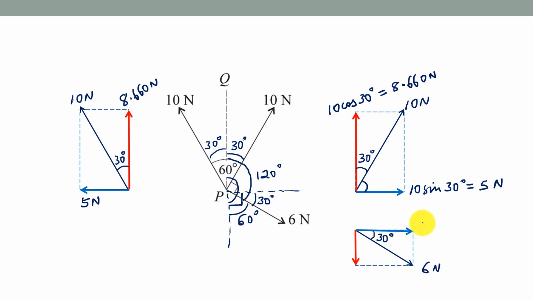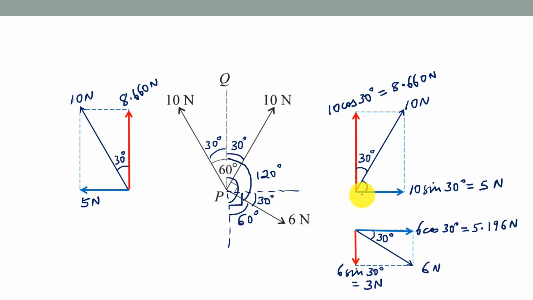On this diagram, this one will be 6 cos 30. And this one will be 5.196 newtons. This will be 6 sine 30, and that will be 3 newtons. So we've got the various components. We've resolved every force horizontally and vertically.